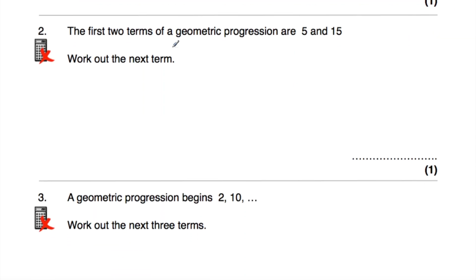Question number 2 says the first 2 terms of a geometric progression are 5 and 15, and to work out the next term. To find out what we're multiplying by each time, the common ratio, we can divide the second term by the first term. 15 divided by 5 is equal to 3. So each time we're multiplying by 3: 5 times 3 gives us 15. If we multiply by 3 again, that'll give us the next term in the geometric progression. 15 times 3 is equal to 45. So the next term would be 45, and that's it. Okay, let's look at our next question, question number 3.